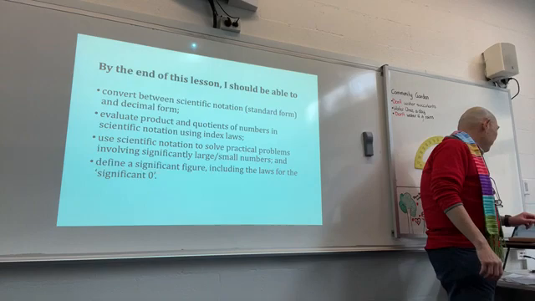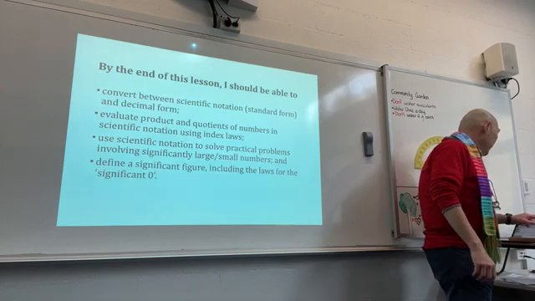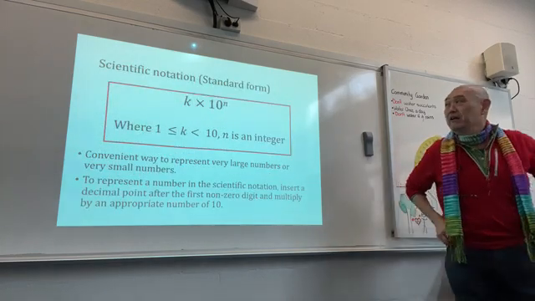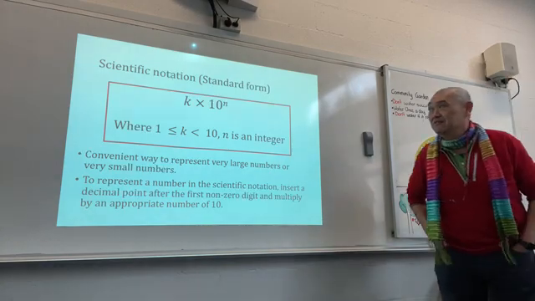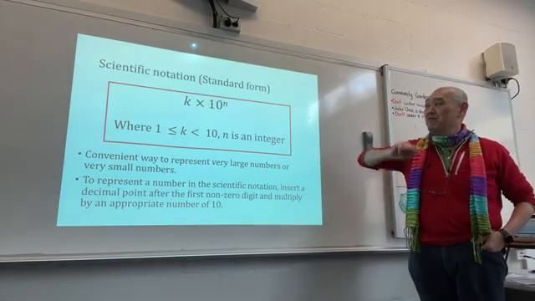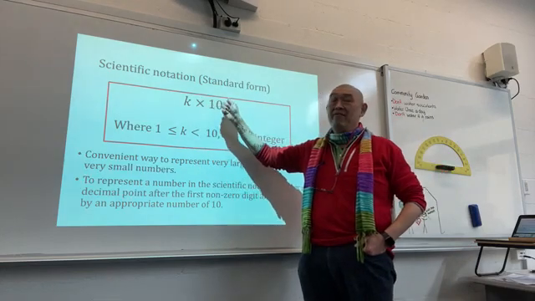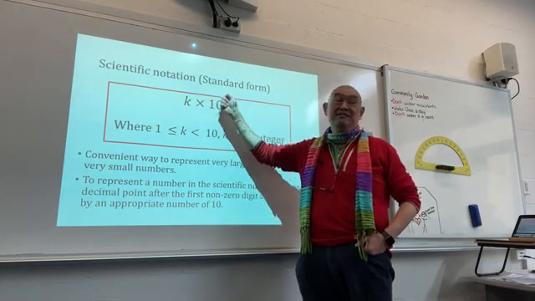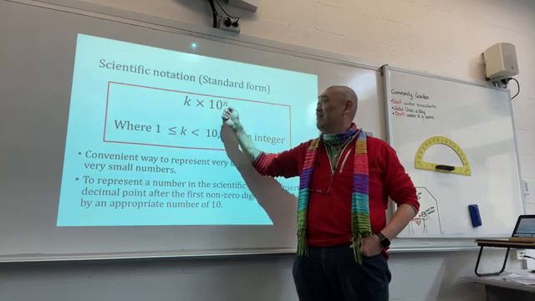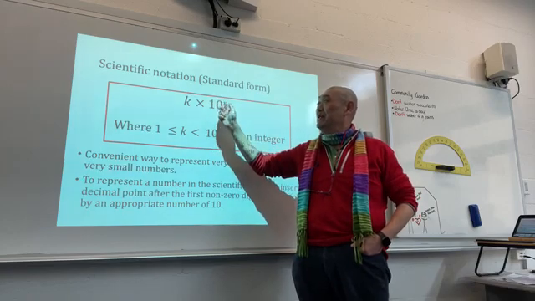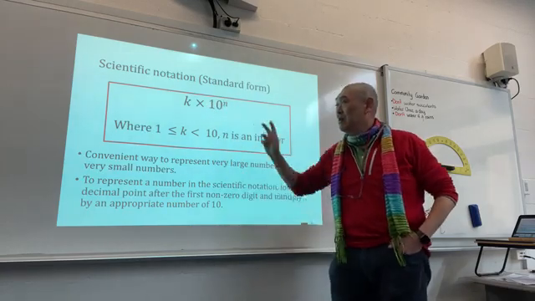All right? Now, pretty sure all of you know what scientific notation is. It is also called standard form, and it is written in the form of k times 10 to the power of n. All right? Index notation. We're going to use index notation when we deal with scientific notation.